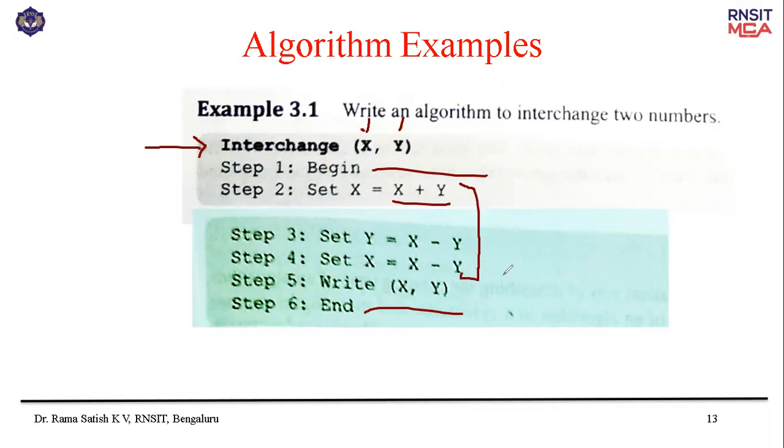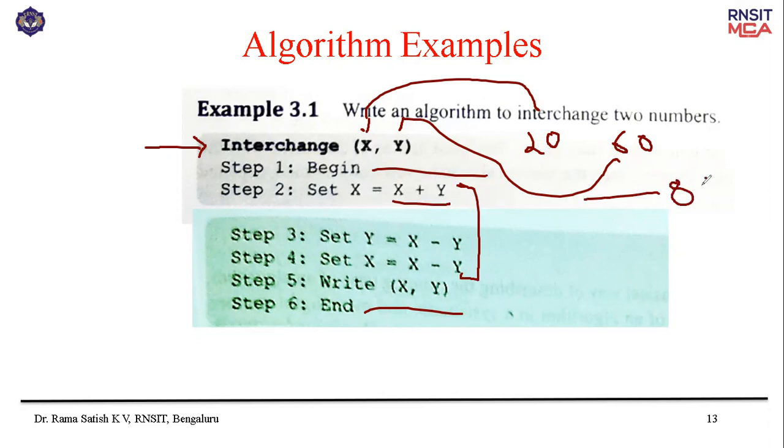These three are the steps that are being used to exchange the values. Let us take one example. Imagine x is equal to 20, and y is equal to 60. Now x is equal to x plus y. So now the x value is 20 plus 60, so it becomes 80.